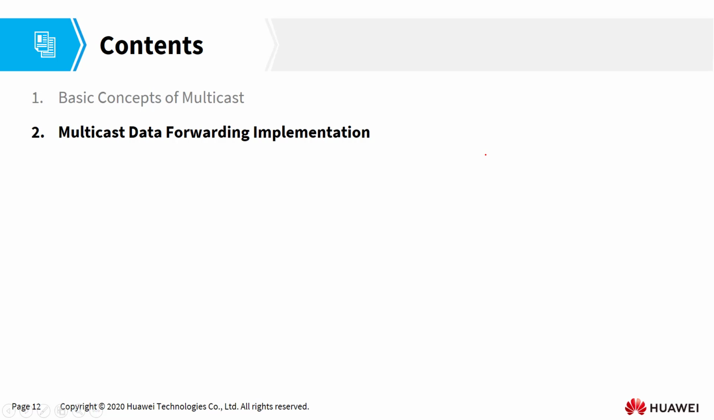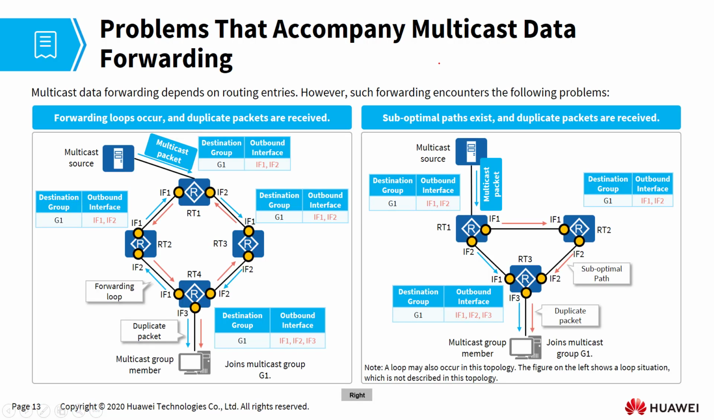Let us now talk about the multicast data forwarding implementation. How exactly is multicast data forwarded from the multicast source to the group members that have subscribed to the destination network or destination IP? First, being multicasts, there are typical problems that might occur that accompany multicast data forwarding because it depends on routing entries. But if we forward multicast traffic based on routing entries, we are going to have a number of problems.